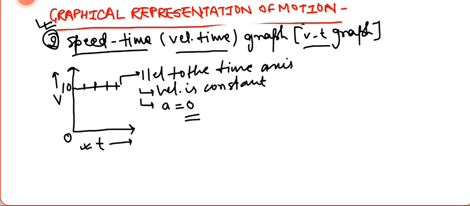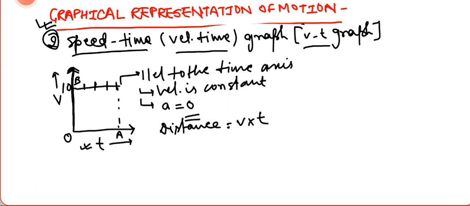Now what do we get from a VT graph? Students, we can find distance from a VT graph. How? We know the formula of distance: distance is equal to speed multiplied by time. Now this speed is represented on the vertical axis. Let us name the points: let us consider this is A, and this point as B.